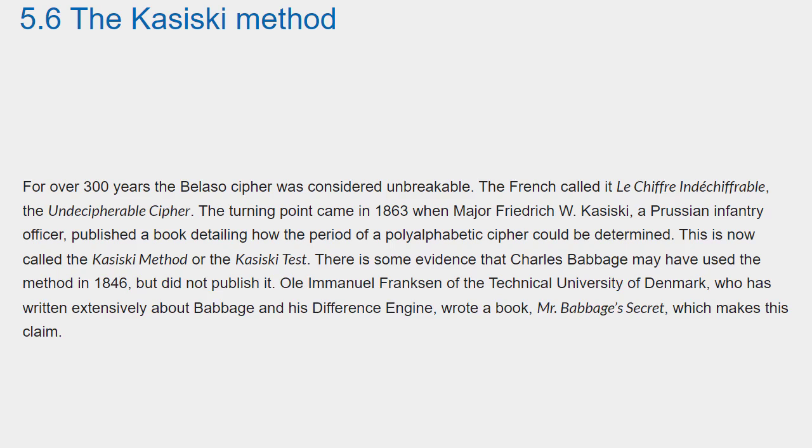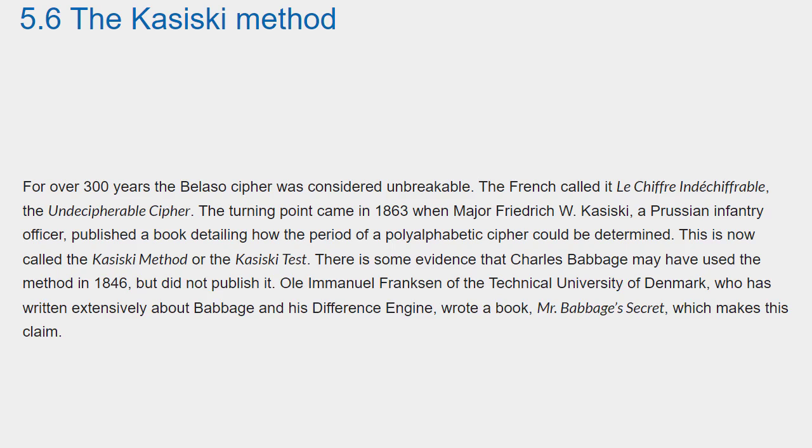The turning point came in 1863 when Major Friedrich W. Kasiski, a Prussian infantry officer, published a book detailing how the period of a polyalphabetic cipher could be determined. This is now called the Kasiski method or the Kasiski test.